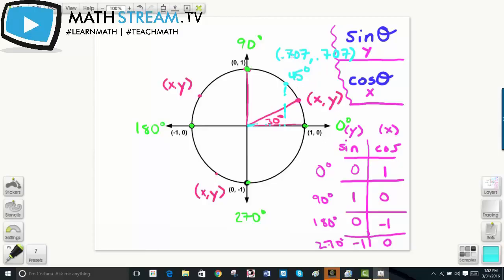It also makes sense that both of these values are less than 1, because if you think about it, these coordinates are never going to be farther away from the origin than 1, because the radius of the circle is 1. And it also should make sense to you that for 45 degrees, the x and the y coordinate are both positive, because 45 degrees exists in a part of the unit circle where the x and the y should be positive.